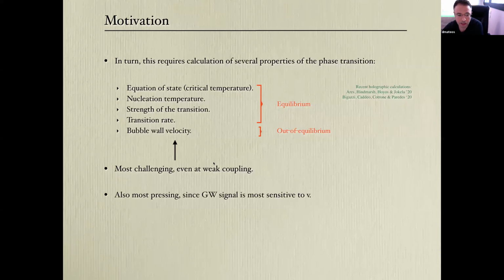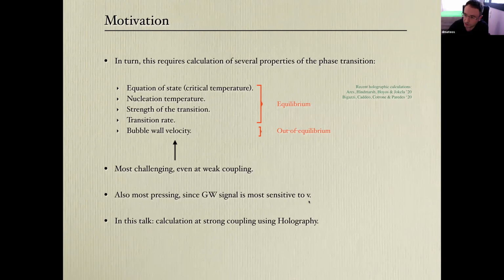But it turns out that not only is this the most challenging parameter to compute, but in fact, it's very pressing, because the gravitational wave signal is extremely sensitive to this velocity. It's more sensitive to V than to some of the other parameters. So what I would like to do in this talk is to explain how to use holography to compute this bubble wall velocity in strongly coupled gauge theories that have a gravity dual.